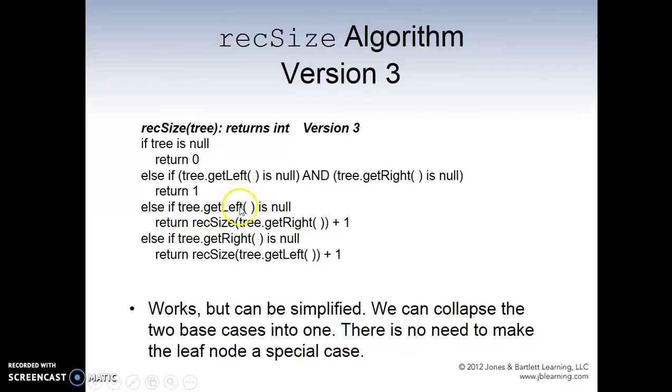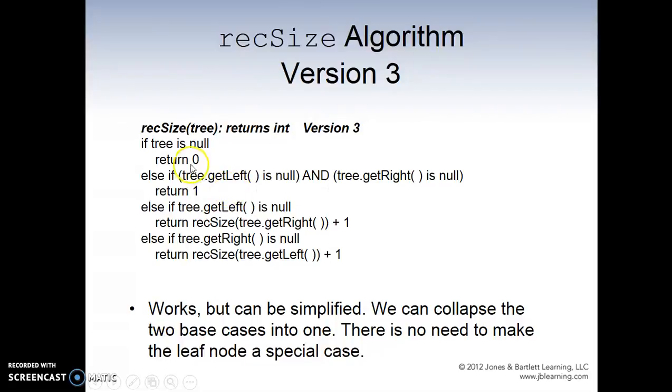Then we do the same with getLeft. If getLeft is null, then we just do recursive size of the getRight plus 1. As well as if getRight is null, just return the left node, right, plus 1. We do plus 1 because of the root itself at the end. So this code works, but it can be simplified.